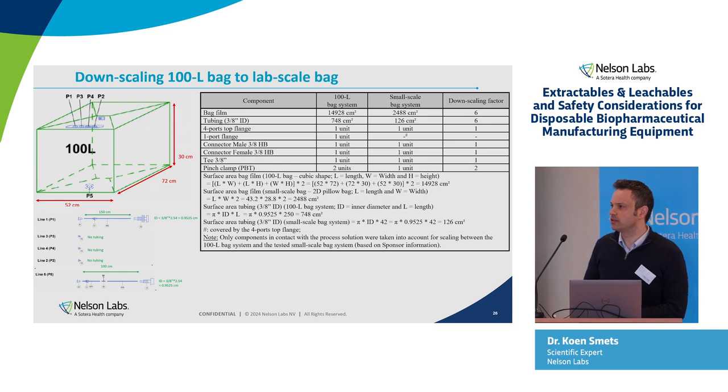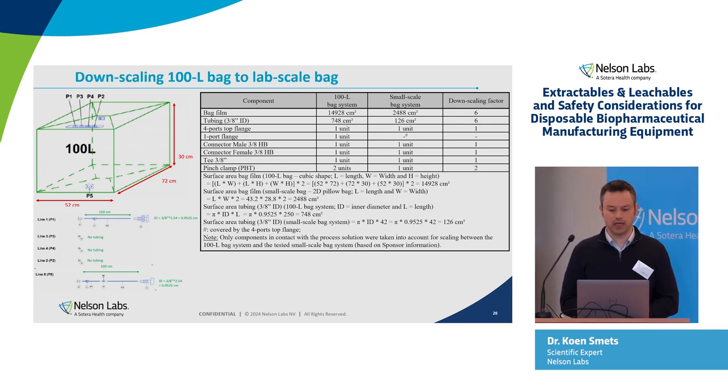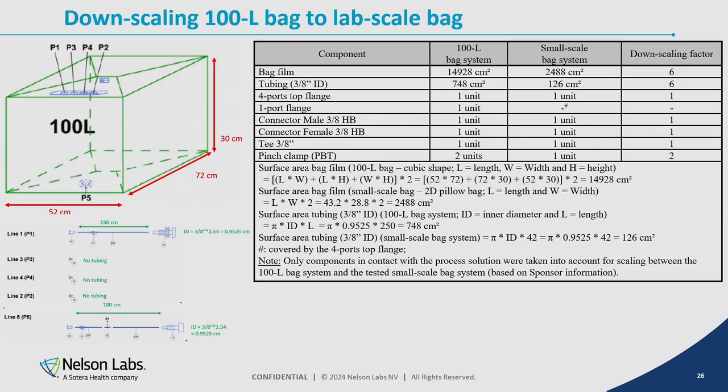In this slide, I want to talk a little bit more on how we handled downscaling the 100-liter bag system into a laboratory scale bag system, let's say. In order to do that, we first identified the different components of the 100-liter bag system. So we have the bag film, the tubing, flanges, connectors, ties, and clamps. Once we have that list available, we calculated the contact surface area of the main components, so for the bag film and the tubing.